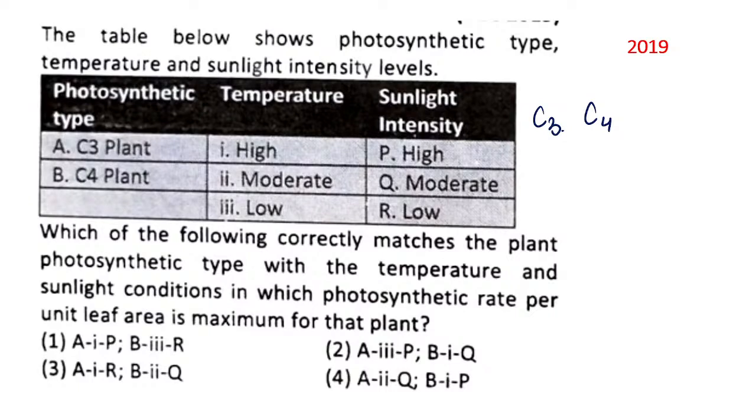It's very easy. There are three columns. C3, like one is the photosynthetic type, second is your temperature, third is the sunlight intensity. So C3 plant requires what temperature and what type of sunlight? Try marking it.